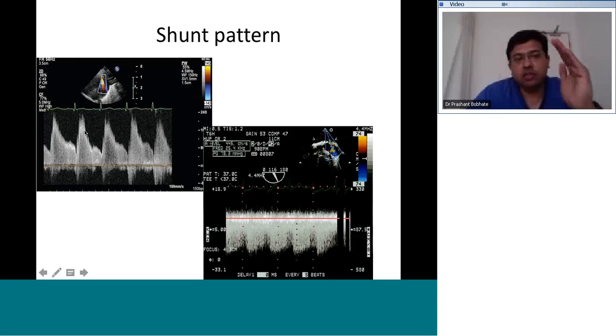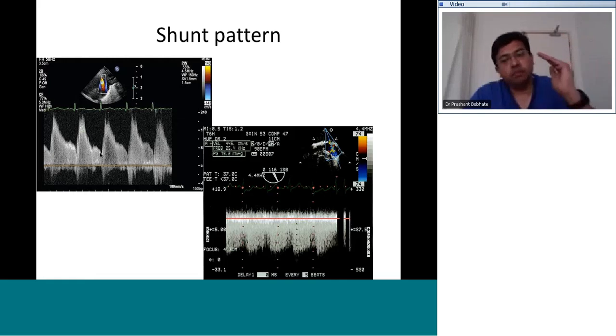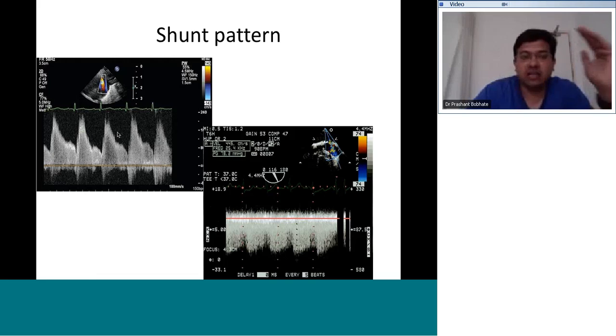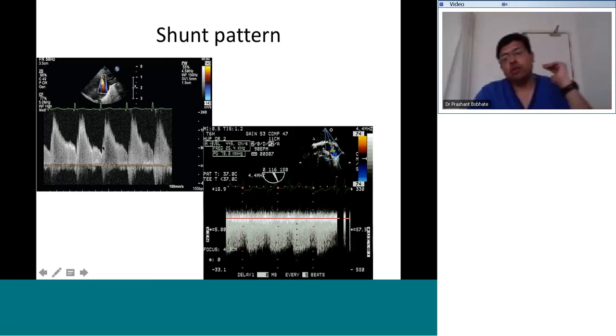So this suggests that there is a difference in the aortic and the pulmonary artery systolic pressure. However, if you see the diastolic pressure, there is not much difference in the aortic and the pulmonary artery. This again suggests that the PDA is relatively large in size, although it is a little bit pressure restrictive, it is not flow restrictive. The flow is quite high across this PDA.